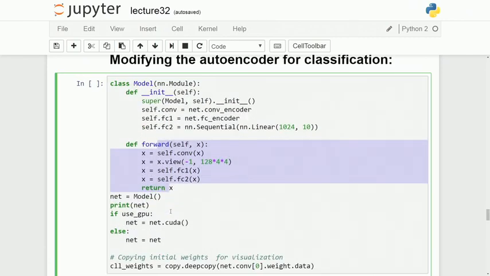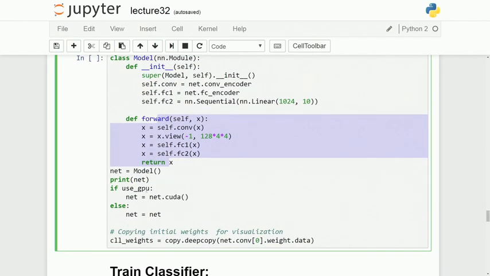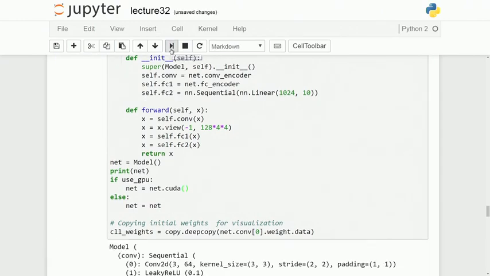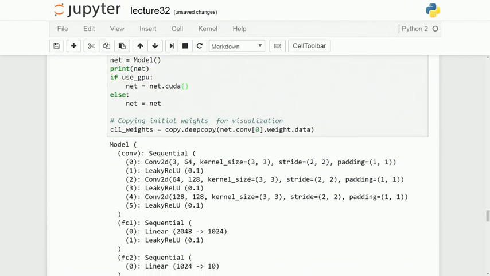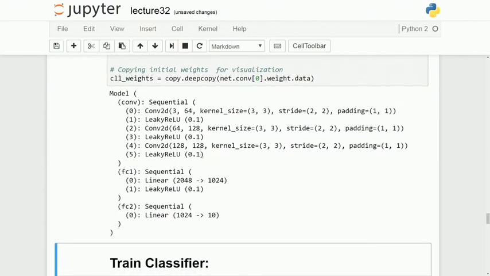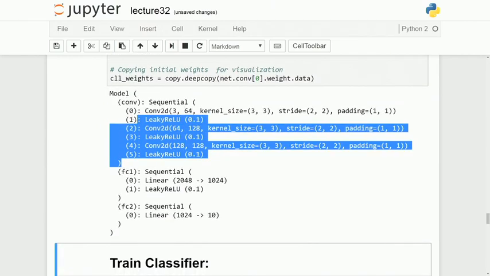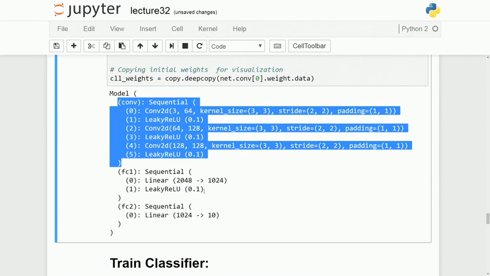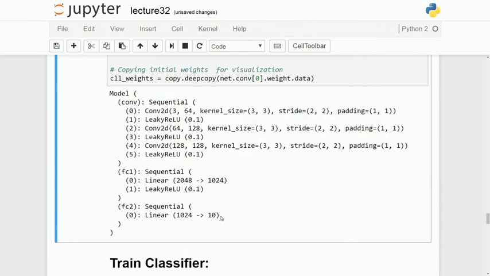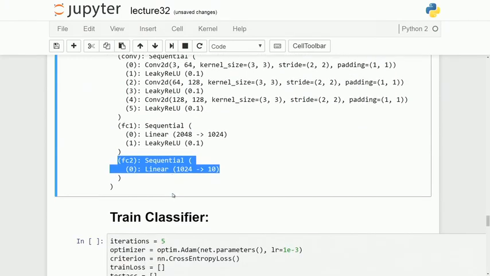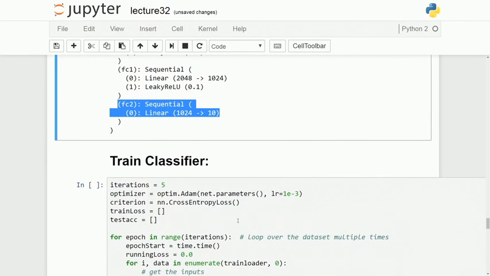Now, if your GPU is available, just convert it to the GPU, and then you can just copy your weights and keep it for your purpose. Now, we have a model which has already been trained and initialized to do a good amount of representation learning. So this is what your network looks like. You have your first part, which is just convolutional, the second part is the sequential, and the third part is what we are just now introducing in terms of a classification network. Okay. Now, we are going to train this final classifier.